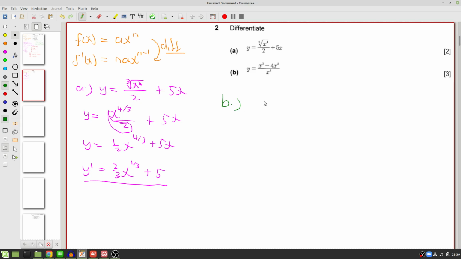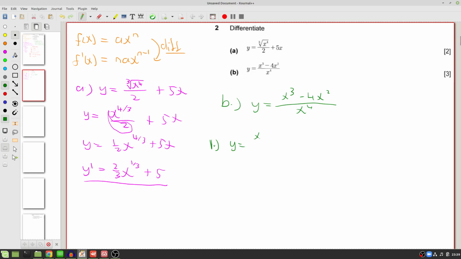Question B, again, I'm going to rewrite the whole question. So y equals x cubed minus 4x squared, all of that over x to the power 4. Now this one I'm going to do it two different ways. Option 1. Option 1 is we split this up into two fractions.